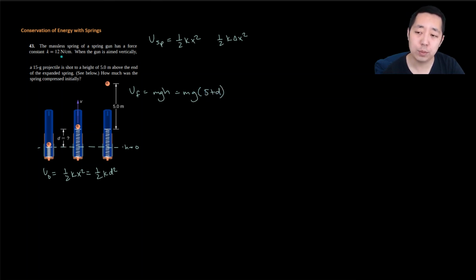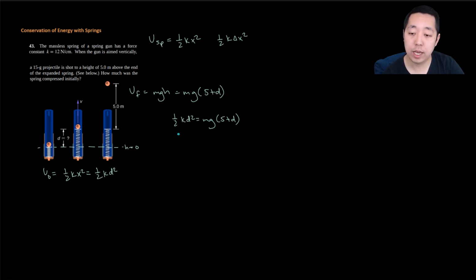Now sometimes with high spring constants you can ignore this d. This d might be pretty small, but in this case I don't think we can ignore it because the spring constant is pretty large, so this d is probably going to be significant. So conservation of energy says these two energies have to be equal. So I have 1/2 kd squared is equal to mg(5 plus d).